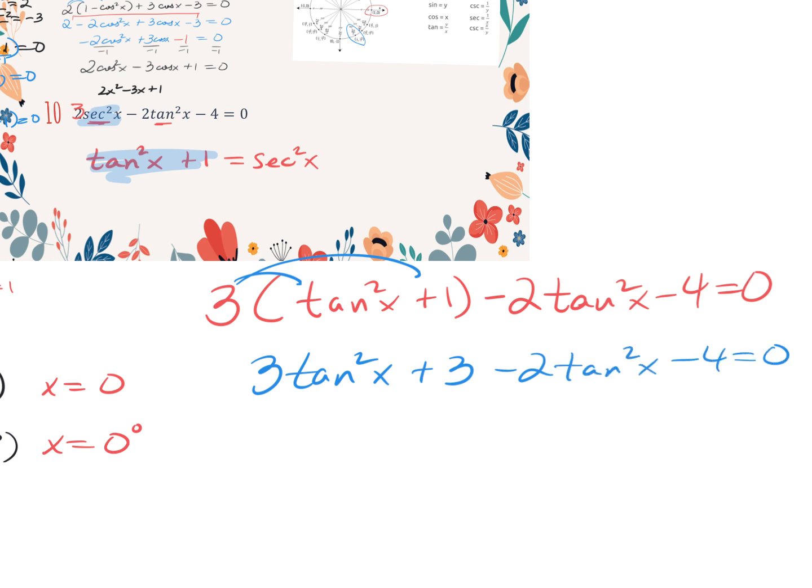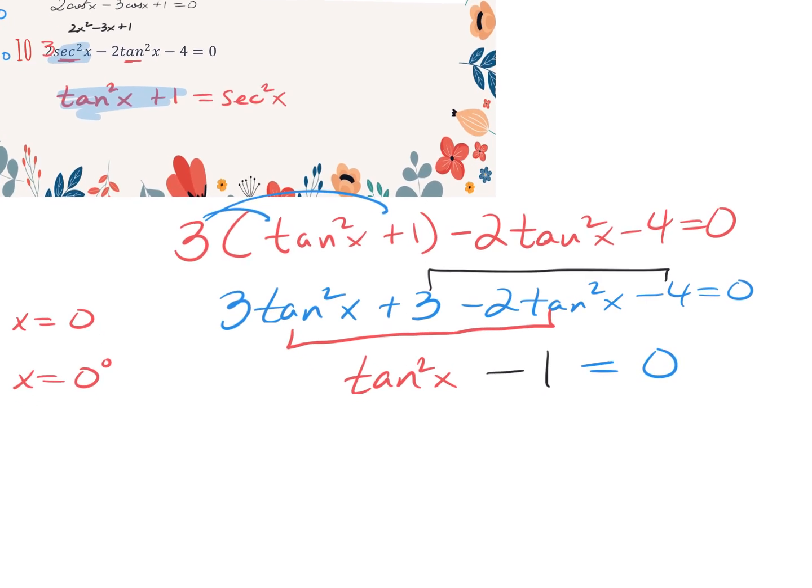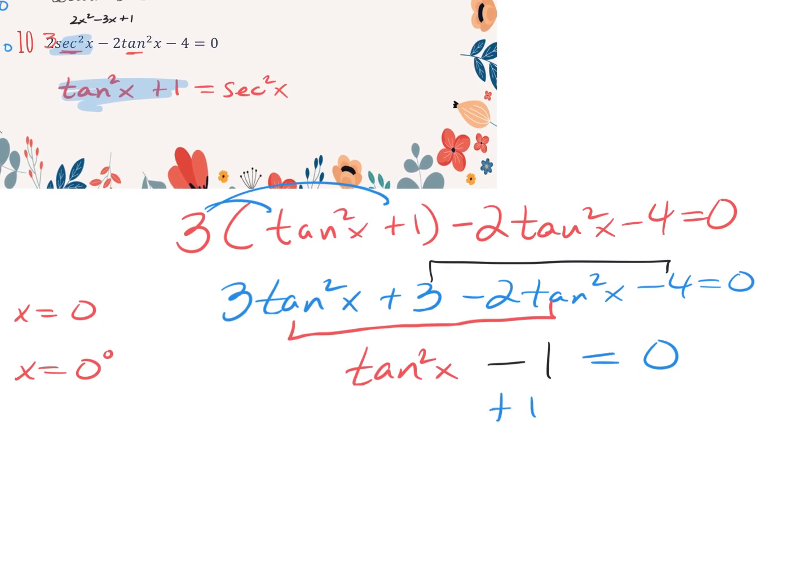I'm now going to combine my like terms. So I have a positive 3 and a negative 4 here. So that'll give me a negative 1. And then I also have 3 tangent squared x minus 2 tangent squared x just gives me tangent squared x. And then it's equal to 0. Next thing I'm going to do is solve. So I'll add 1. Tangent squared x is equal to 1.